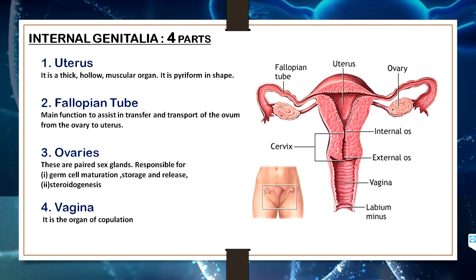Next, the fallopian tube. As you can see, it helps in the transport of sperm and ovum from the ovary to the uterus. Third is the ovaries. You can see they are paired sex glands responsible for germ cell maturation, storage and release of follicles, and steroidogenesis. We will discuss later in the ovary part how the germ cells mature and how the follicles grow. And the last is the vagina. It is the organ of copulation.